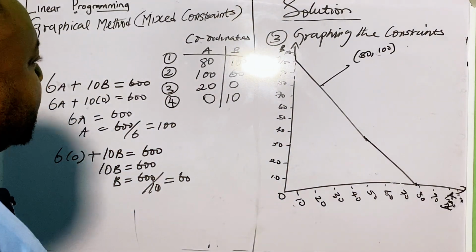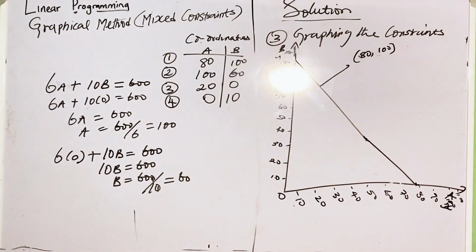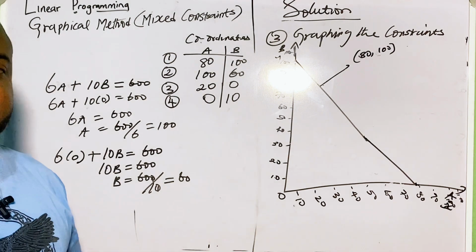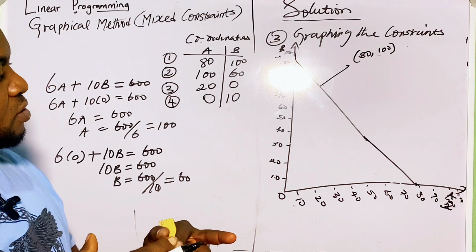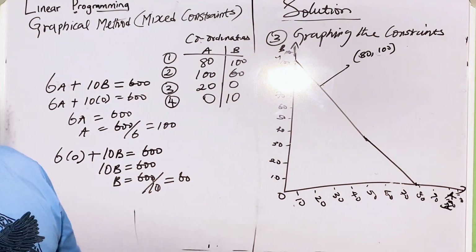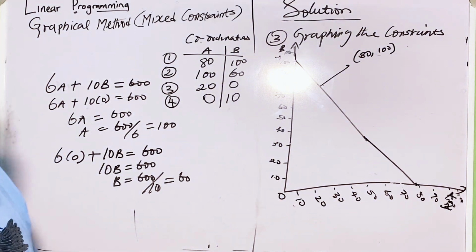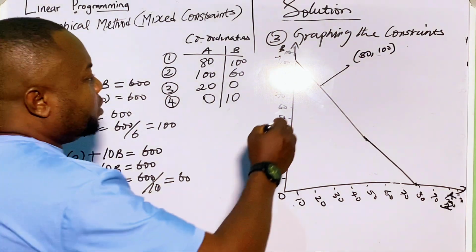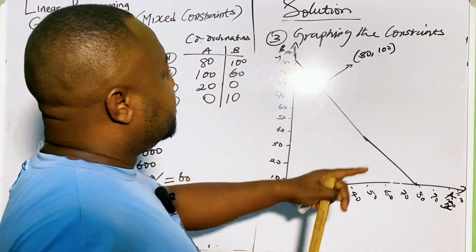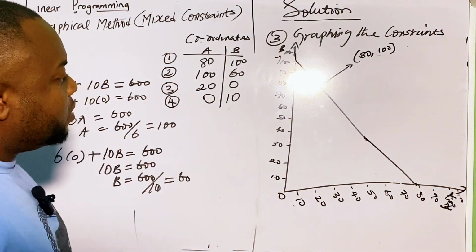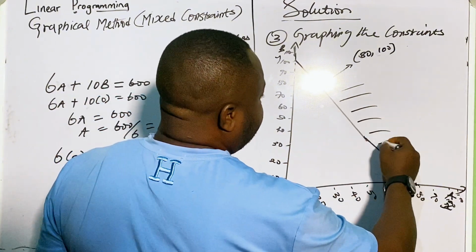Our guide when we are shading, of course, graphing the constraint, is just an effort towards identifying the feasible region, which is the region that houses the optimal combination of production. So now, because it's of the less than or equal to type, anything above the line is not desirable by us. So we're going to carve it out, we're going to shade it off. So we'll shade this off.